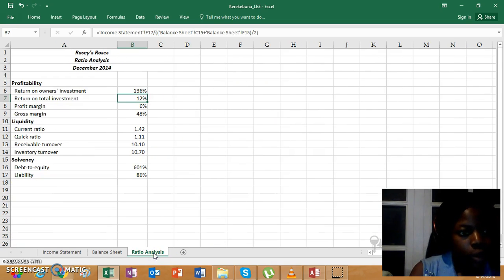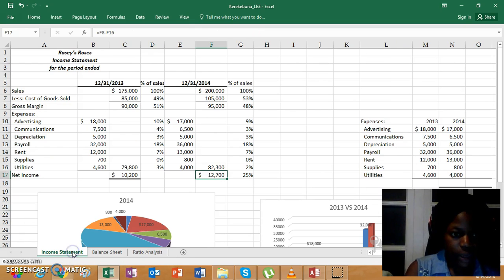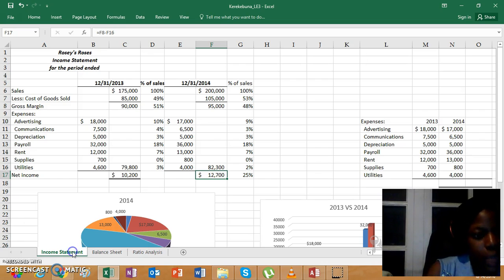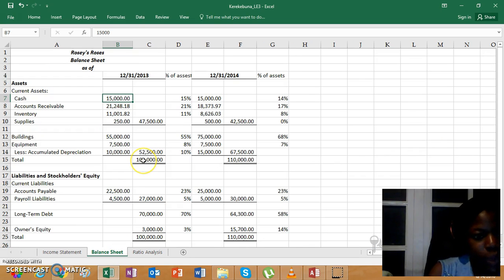Then for return on total investment, it was net income before expense divided by average total assets. Net income before expense, you can find in my income statement. I went back to my income statement, then got the net income before expense. Thereafter, I divided by the assets for the two years, which are in the balance sheet. I added the assets for the two years and divided by 2, which gave me my return on total investment.